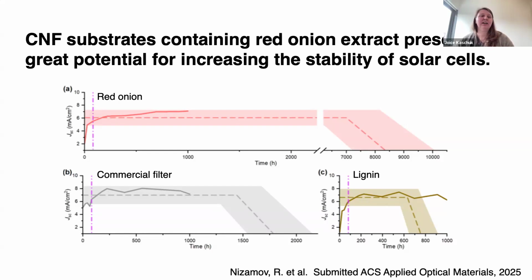As you can see here, our prediction shows that the red onion CNF film has a very long period of life. And with this, we can increase the lifetime of the solar cell. And then for that, we can say that we produce a more sustainable solar cell. Okay.